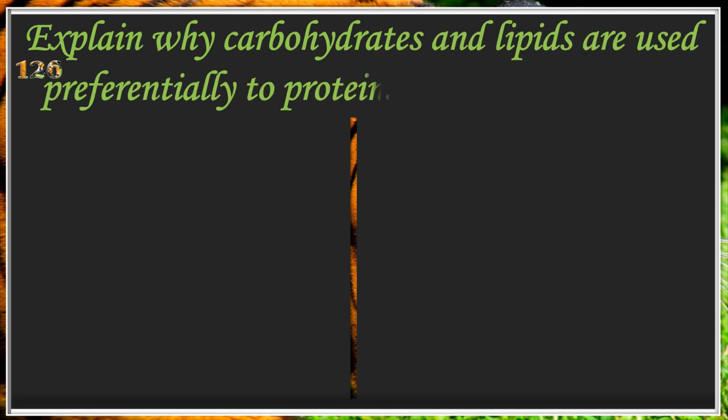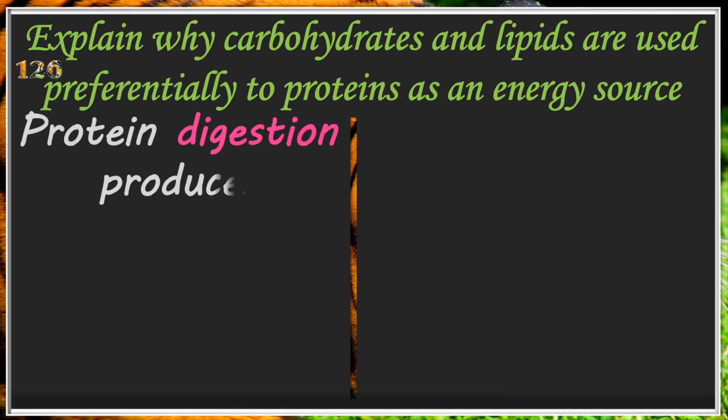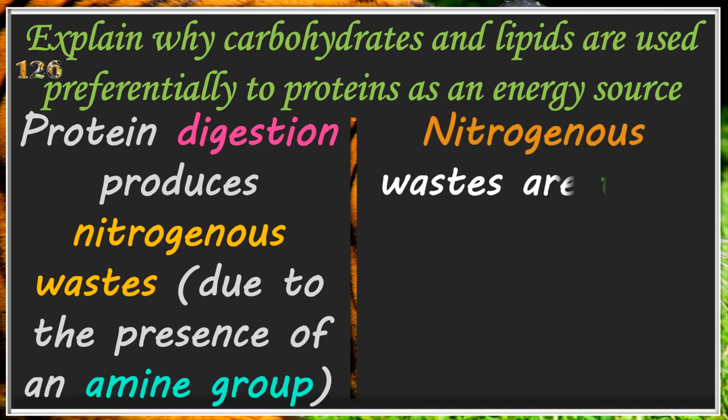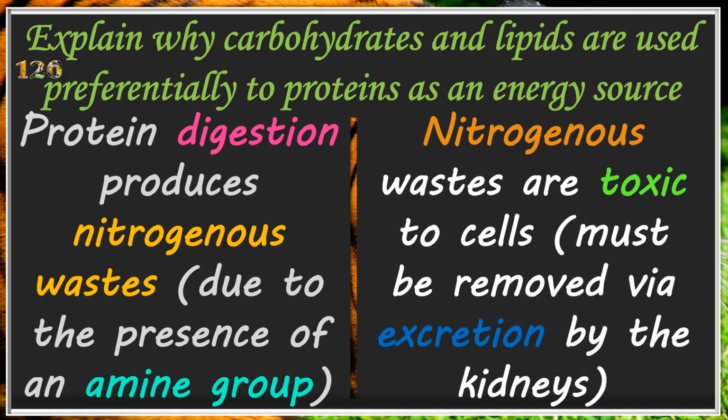Explain why carbohydrates and lipids are used preferentially to proteins as an energy source. Protein digestion produces nitrogenous wastes due to the presence of an amino group. Now, the nitrogenous wastes are toxic to cells and must be removed via excretion by the kidneys.